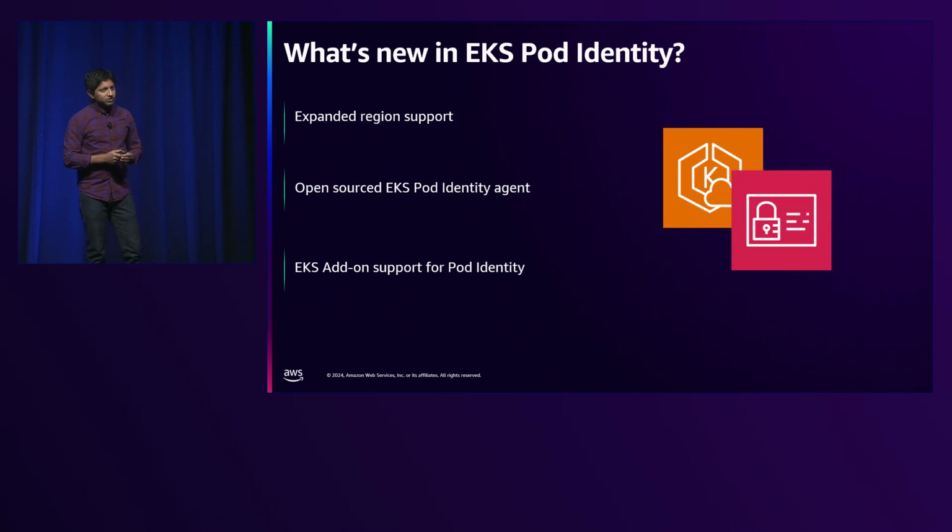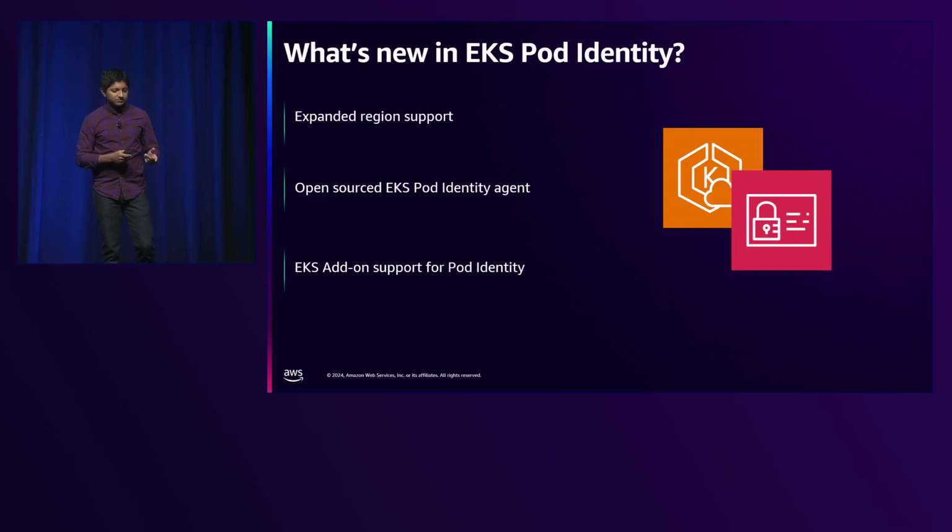All right, so what's new in Pod Identity since the launch at re:Invent last year? Pod Identity is now available in all commercial AWS regions and China, as well as the US GovCloud regions. We open sourced the agent itself. So when we launched it, it was only available as an EKS add-on. We got feedback from customers that they want to deploy it as a Helm chart or want to bake it into their own AMI and create a custom AMI. So the agent is now open sourced.